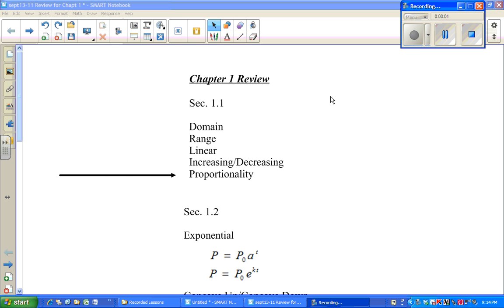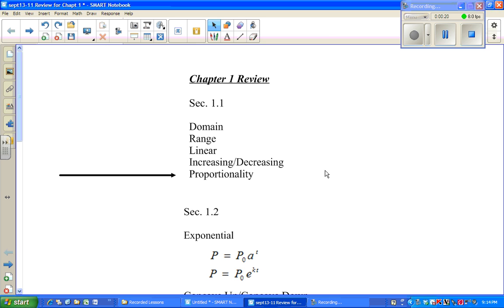This outline will provide you with a review for Chapter 1. In Section 1.1, we review domain, range, linear functions, increasing and decreasing. But perhaps the most important item in Chapter 1 was proportionality.